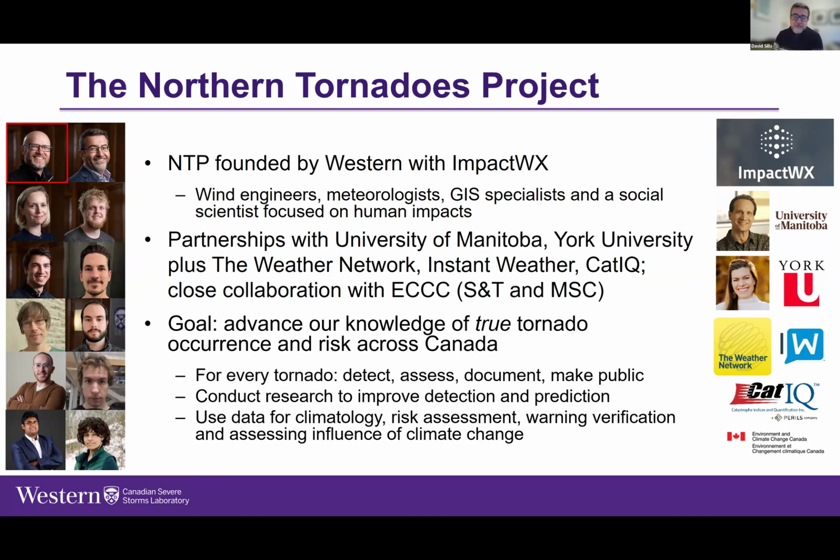But the goal of the project is to advance our knowledge of the true tornado occurrence and risk across Canada. For every tornado, we want to detect, assess, document, and make public all the information. Conduct research to improve how we detect tornadoes and maybe even predict them, and then use the data for things like building that climatology, for risk assessment, warning verification, even assessing the influence of climate change.